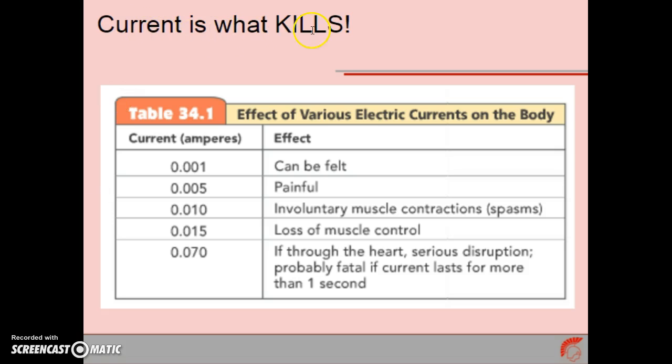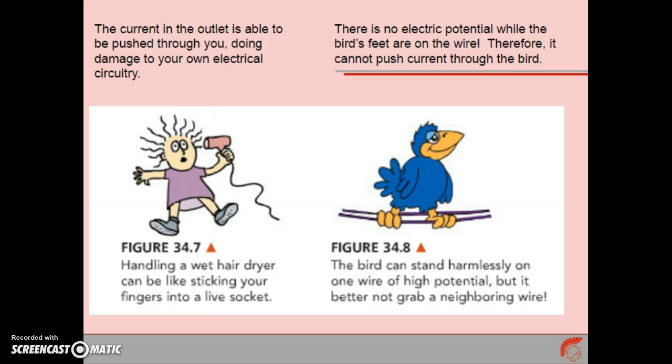Current is deadly. Current is what kills. You could feel what we would consider a small amount of current at 0.001 amperes. We can feel this. And pain would be at about 0.005 amperes. And then you could get some muscle spasms at 0.01. And you could lose muscle control at 0.015 amps. And if it's through the heart, 0.07 can cause a serious disruption, even possibly fatal. So current is what does damage.